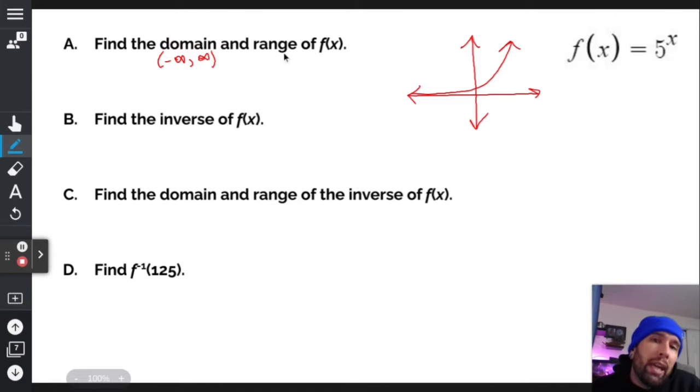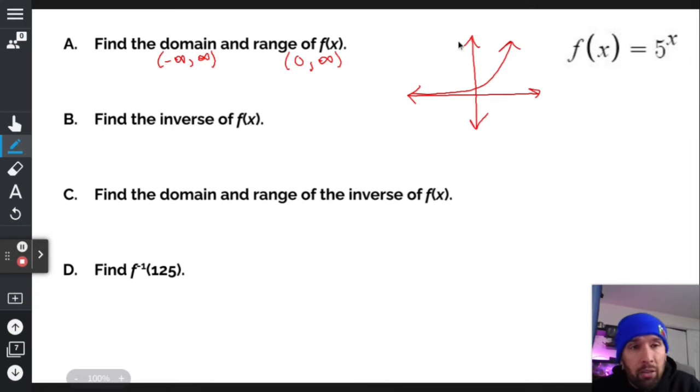Okay. My range is going to be, I'm never going to hit the x-axis, which means never zero, all the way up to positive infinity. That's how exponential functions work when they look like its regular old base form anyway.